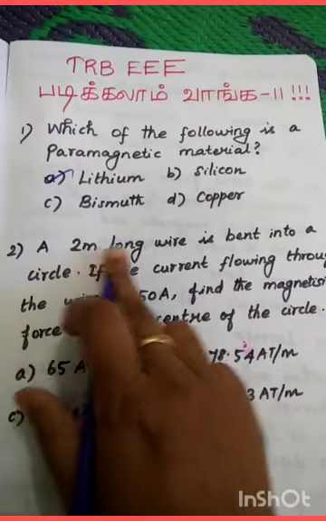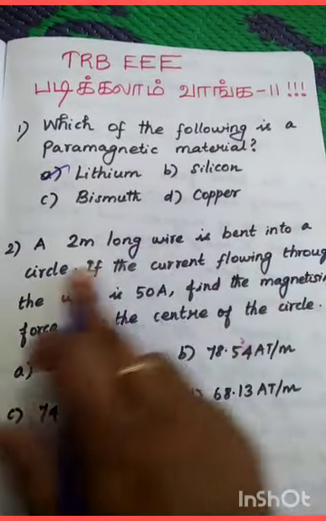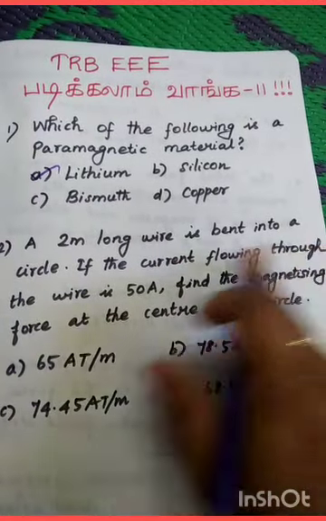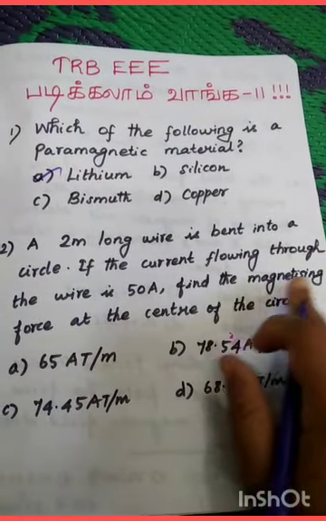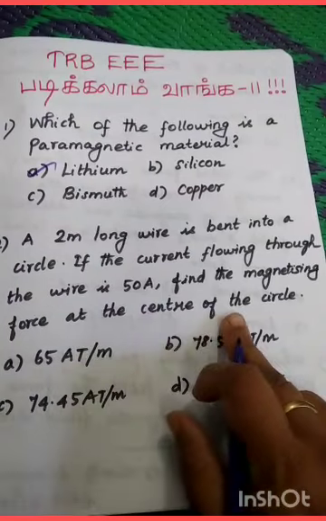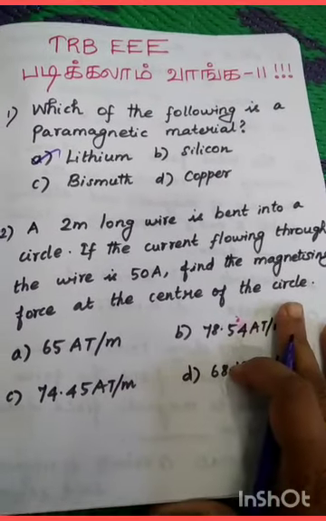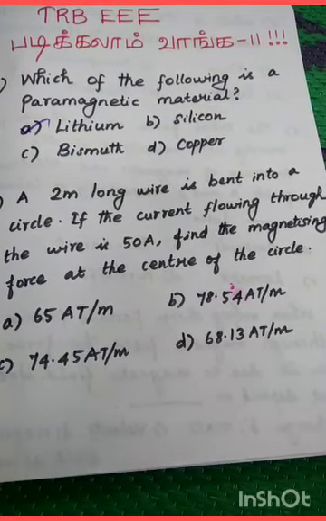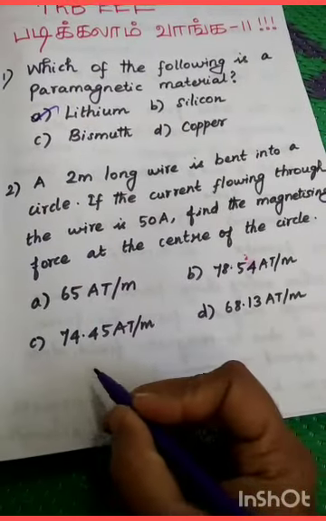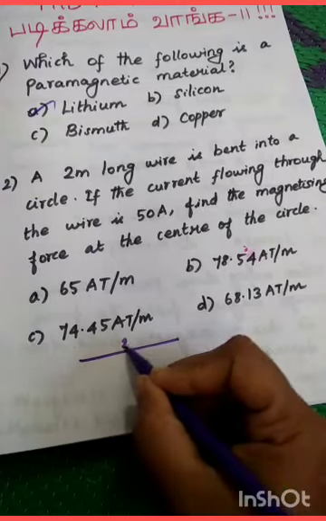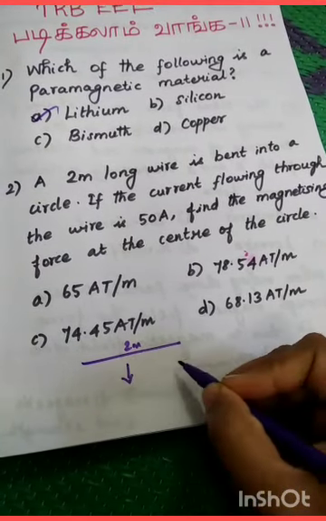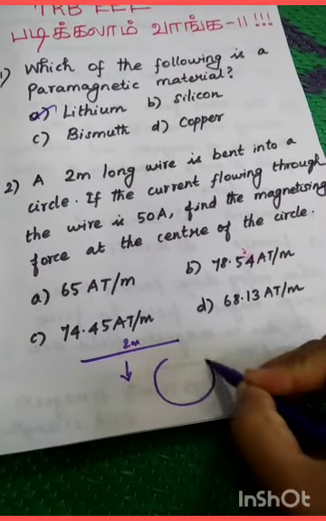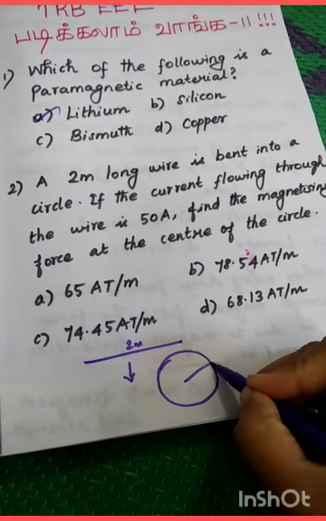A 2-meter long wire is bent into a circle. If the current flowing through the wire is 50 amps, find the magnetizing force at the center of the circle. Four different options have been given. Let us solve the question. Let us assume the 2-meter long wire is bent into a circle, and take a radius r.